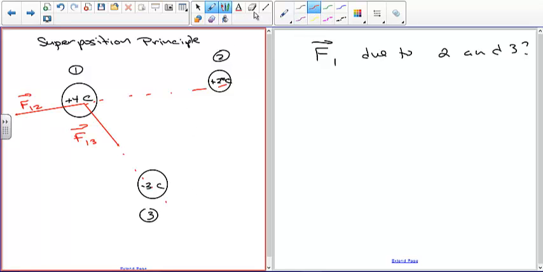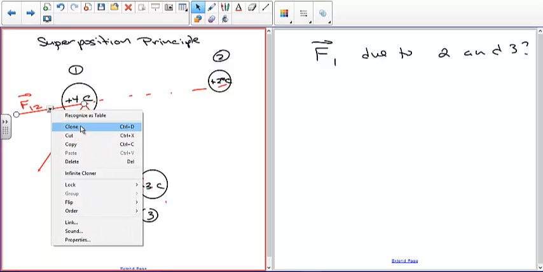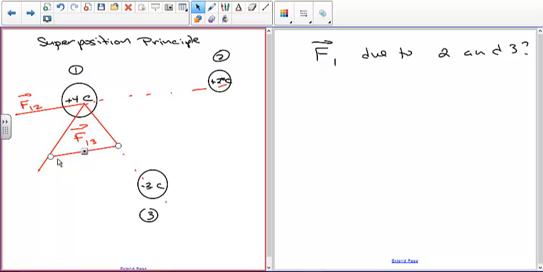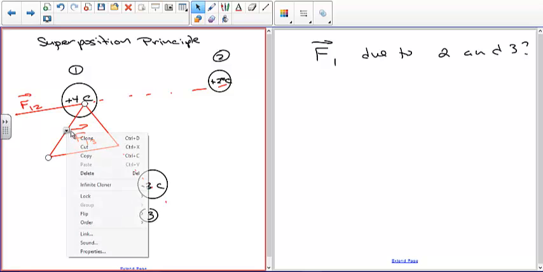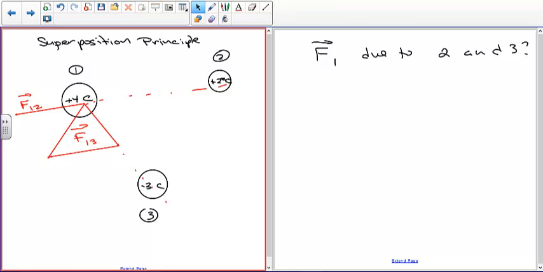And then the resultant force, so the total force on this is going to be, well, let me just copy this for a second. So clone that, move that down here. So there's the vector sum of those two forces. So you've got this attractive force and this repulsive force, which gives you the net force.